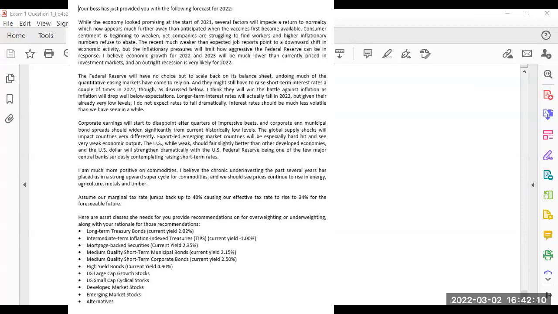So if you look for those, let's see. Your boss has just provided you, again, this is not my forecast. This is my pretend forecast. So I don't even know if I agreed with this one or not. "While the economy looked promising at the start of 2021, several factors will impede the return to normalcy, which now appears much further away than anticipated when the vaccines first became available." So how are we looking so far? Are we positive or negative on the economy? That sounds pretty negative, doesn't it?